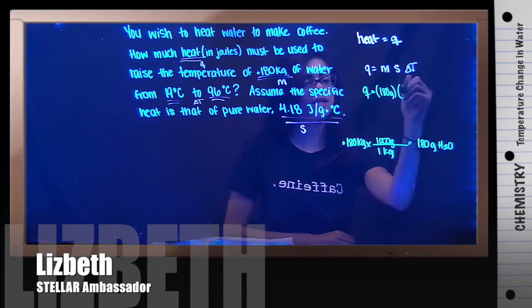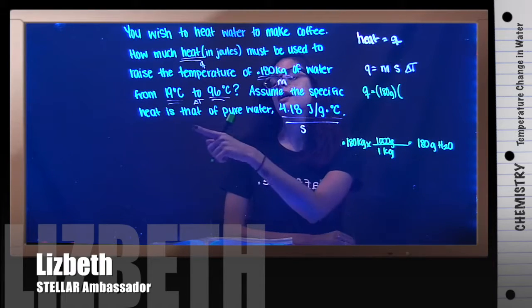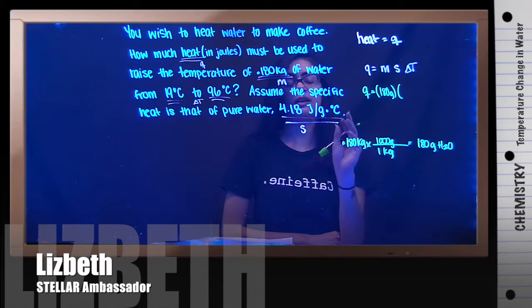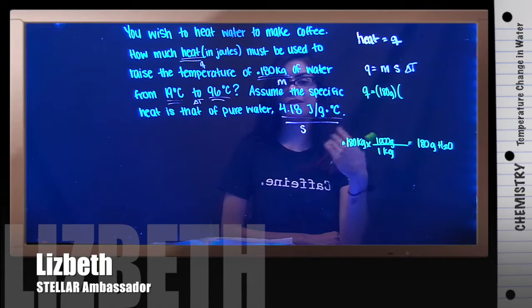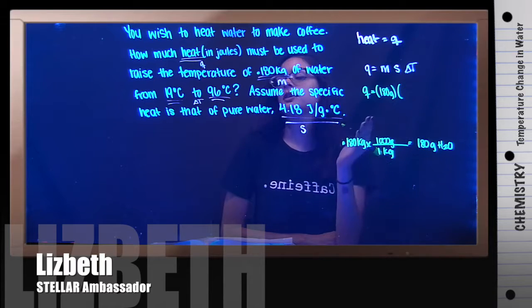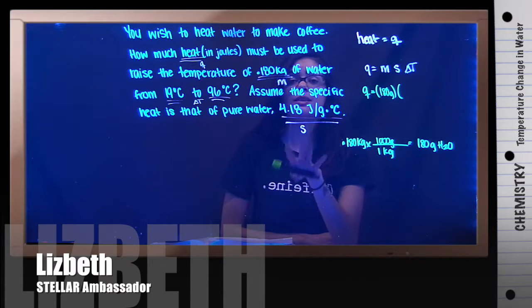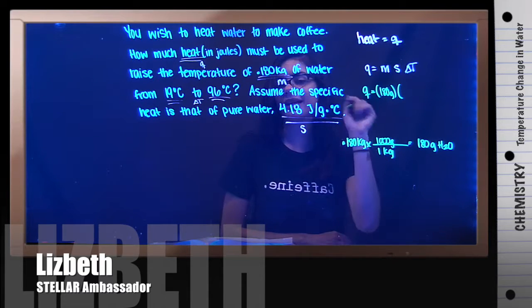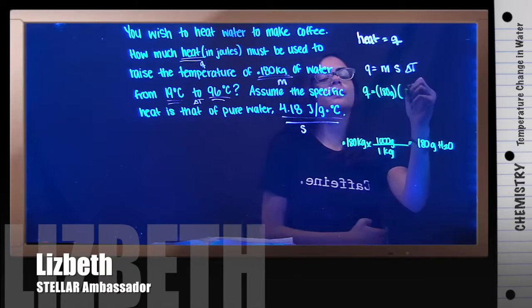We have our specific heat. Memorize this, by the way. The specific heat of water is often not given to you in problems on quizzes or exams, just because we use water for everything. So if you haven't memorized that the specific heat of water is 4.18 joules over grams degrees Celsius, I would definitely just put that in your little archive in your brain. So I'm going to go ahead and write that.